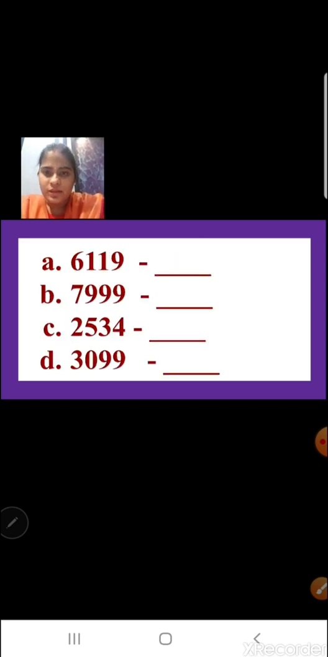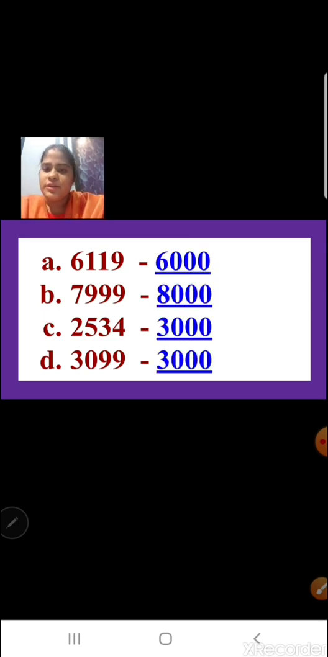We have to apply the rules and then you have to write the answer. I'll give you 2-3 minutes. Look at the question properly. Remember all the rules and then try to write down your answers. Children, did you get your answer?